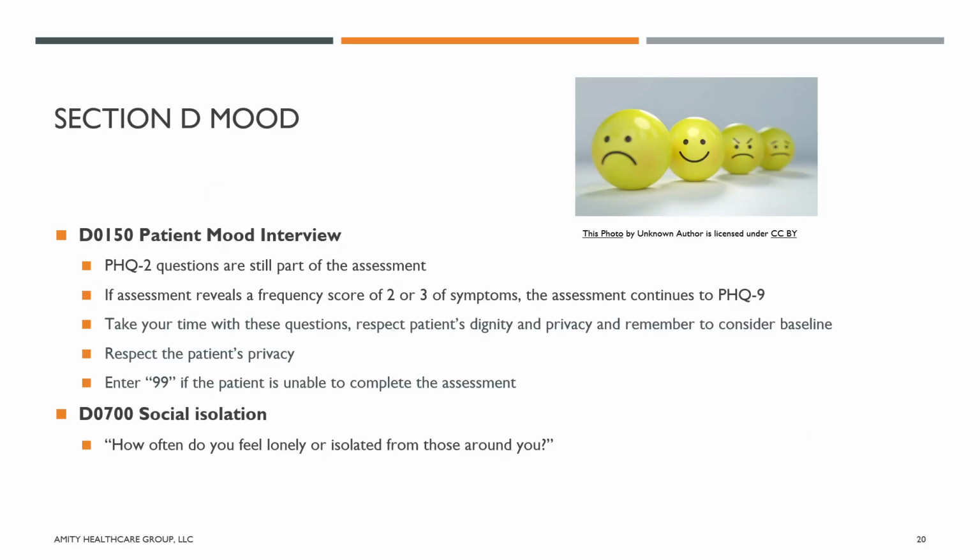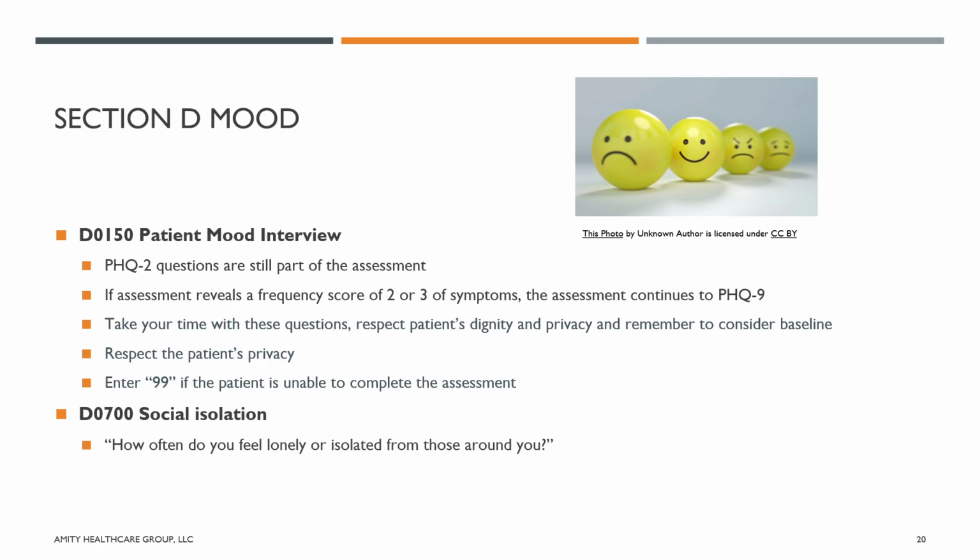Section D goes into mood, a little bit more in depth than previous Oasis in terms of asking about depression and that kind of thing. The PHQ-2 is still part of the assessment. It's just the exploratory piece. And then if the assessment reveals that there is a frequency and a score of 2 or 3 on the symptoms based on those first 2, then it's going to continue into the PHQ-9. So depending on that patient's status, you may be spending a little bit more time, and again, being sensitive to dignity, privacy, what's the baseline, what's the environment like, is this the right time to be asking those kinds of questions. And if this is not something the patient is able to complete, then 99 is the answer.